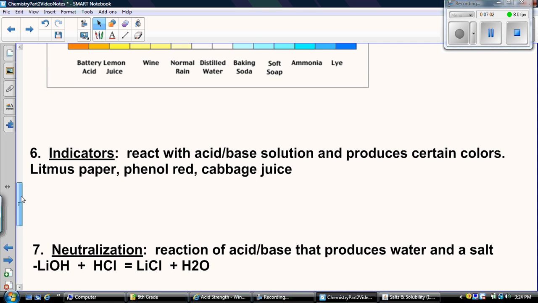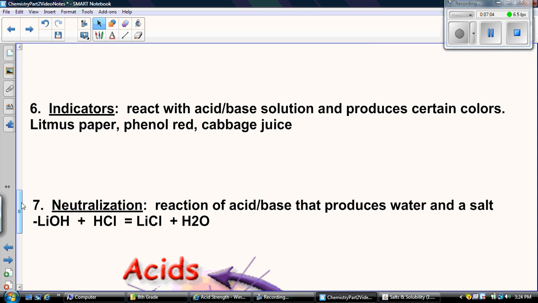So to test if a solution is acidic or basic and how strong or weak it is, we use indicators. This is matter that reacts with acid-base solutions and produces certain colors. We've used this a lot with phenol red. Remember in 7th grade we did the photosynthesis lab and you guys blew into the water with phenol red. You blew CO2 into it. It turned pink because carbon dioxide is acidic. So we've used phenol red quite often.